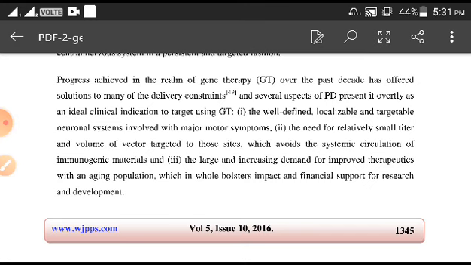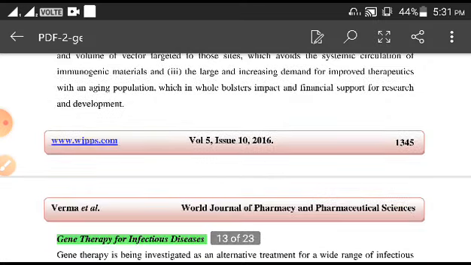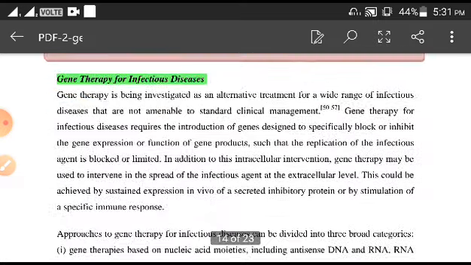So Parkinson's disease comprises progressive neuronal degenerative disorders which have no cure. In these cases, treatment is available, but we can say the cure is not available. So if the cure is not there, gene therapy is one of the methods to apply for this. Next is gene therapy for infectious diseases.